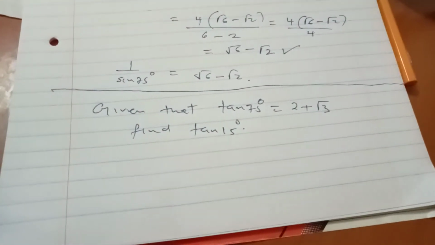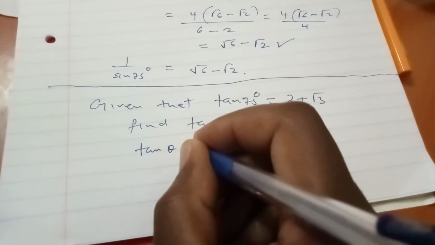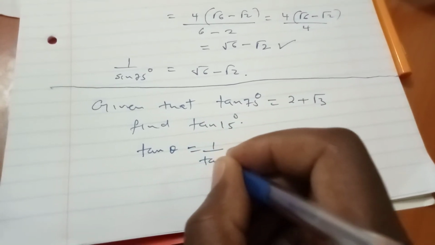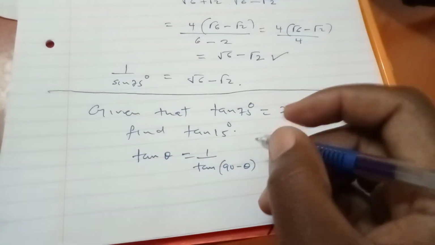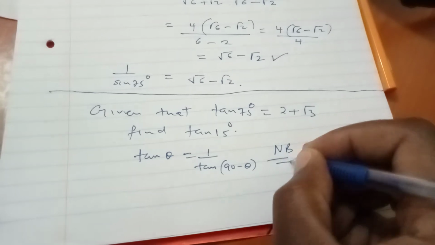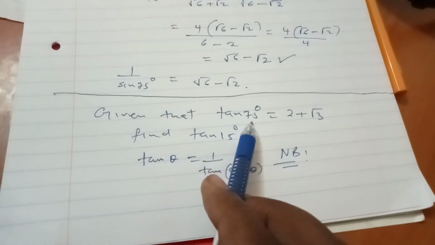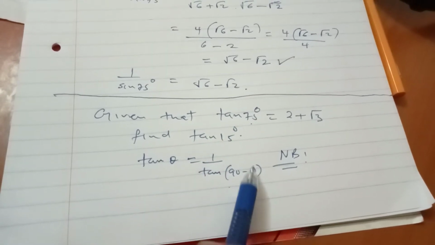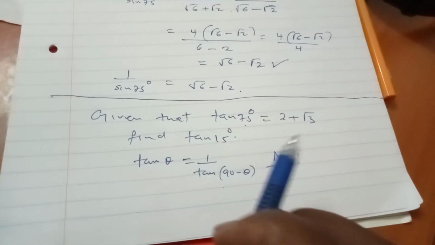So to do this one, you need to rely on the principle that actually says that tan of theta is equal to 1 over tan of 90 minus the same theta, right? So this is a very important principle. You should always maintain that. So you can see if we say that our theta is 75, then 90 minus theta will be 15 degrees. And that happens to be what we are looking for.